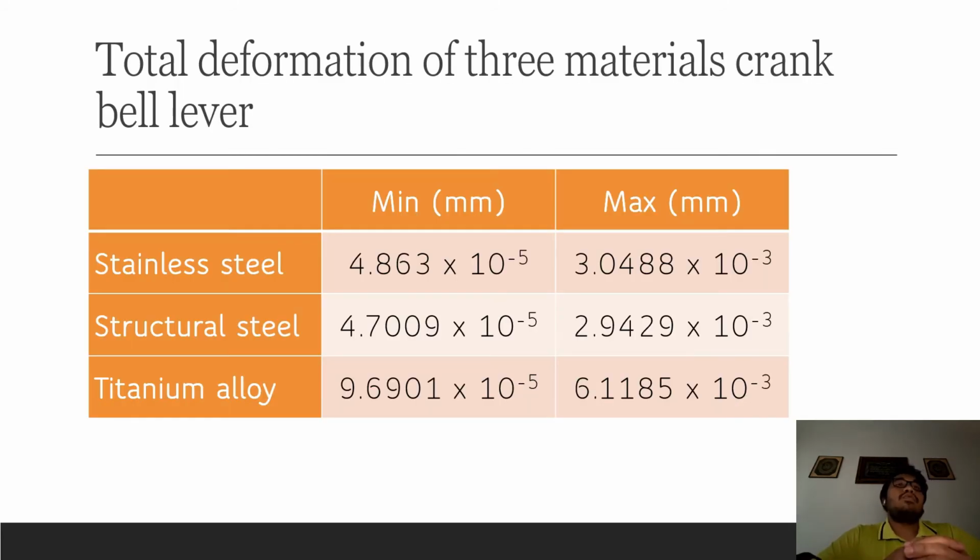Based on the software, we tabulated the total deformation of the three materials. For the minimum value, the smallest number is from the structural steel, which is 4.70009 times 10 to the power of -5. For the maximum value, the biggest number is from the titanium alloy, which is 6.1185 times 10 to the power of -3.